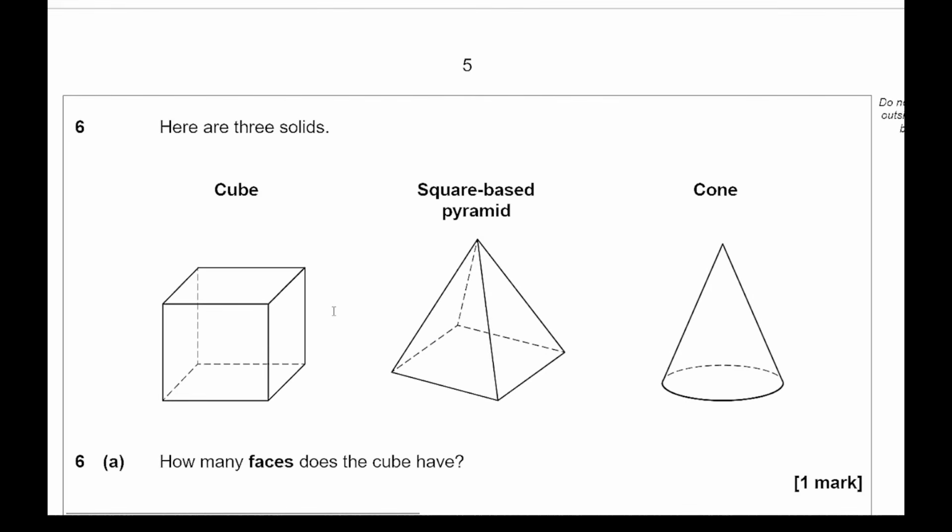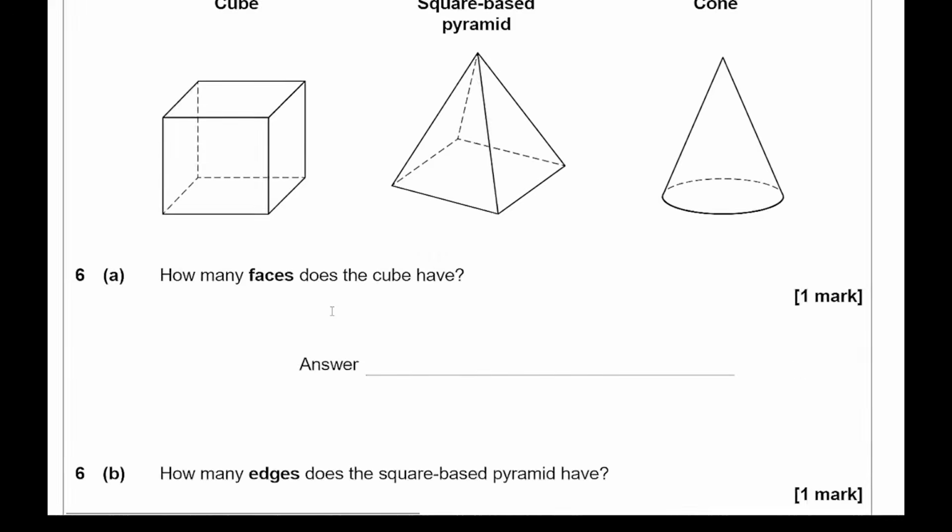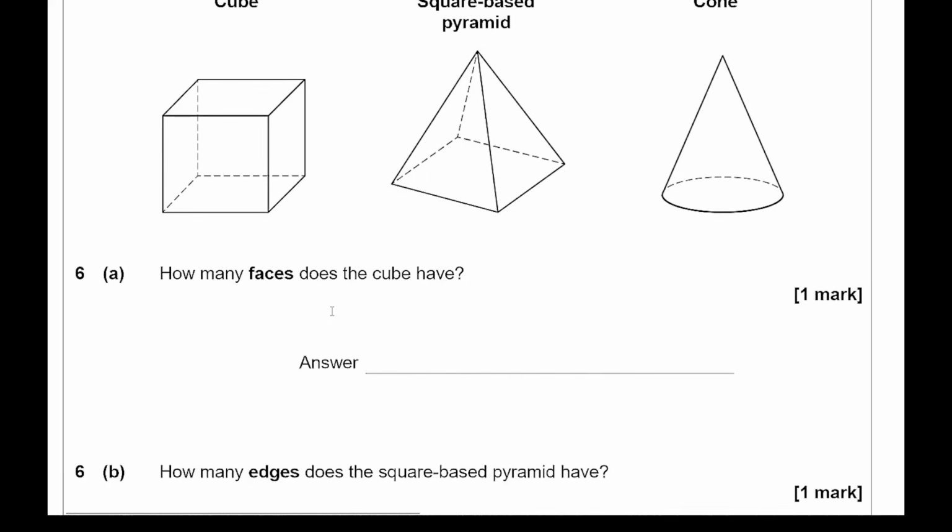Moving on to question 6, it says here are 3 solids in which we've got a cube, a square base pyramid and a cone. Now the question for 6a says how many faces does the cube have? So how many sides does the cube have? And that's going to be 6.